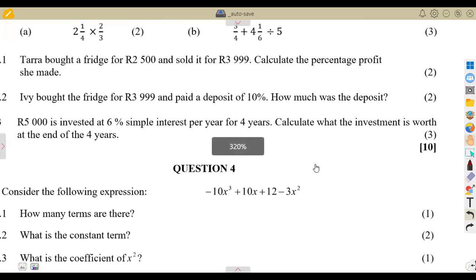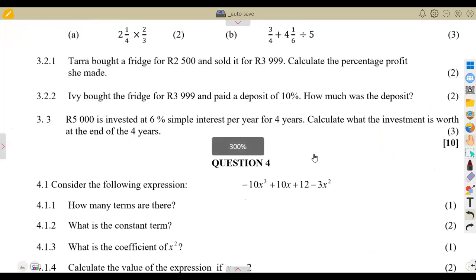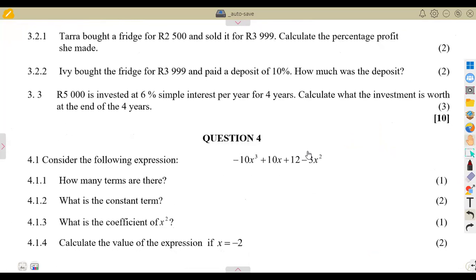All right, let us consider this other part that you're given, 3.2. Tara bought a fridge for 2,500 and sold it for 3,999 rand. Calculate the percentage profit, take note, the profit she made. So we need the percentage profit there.